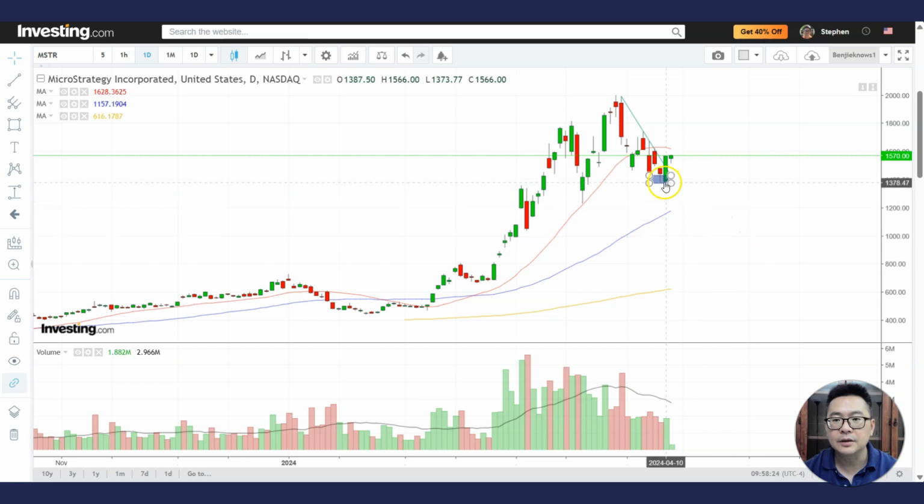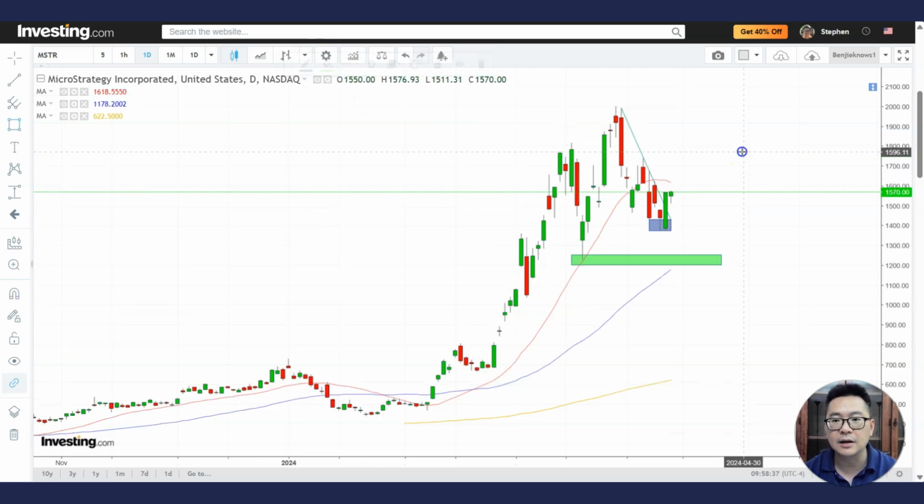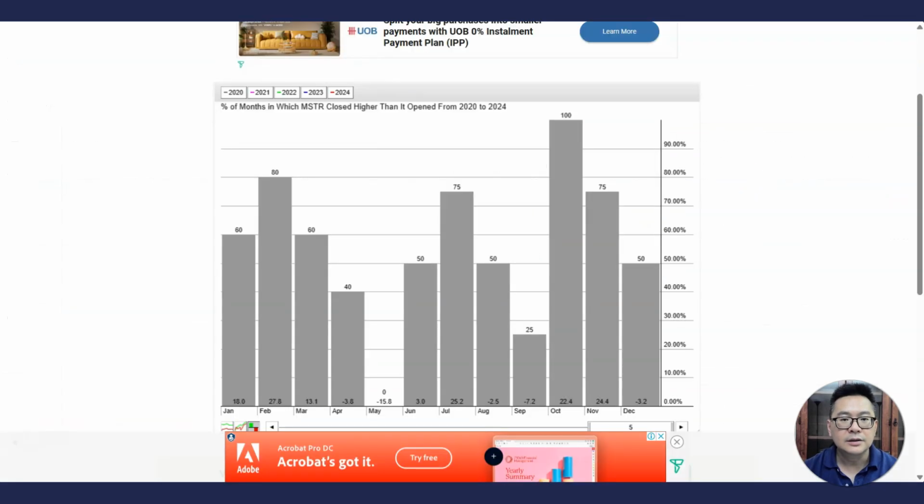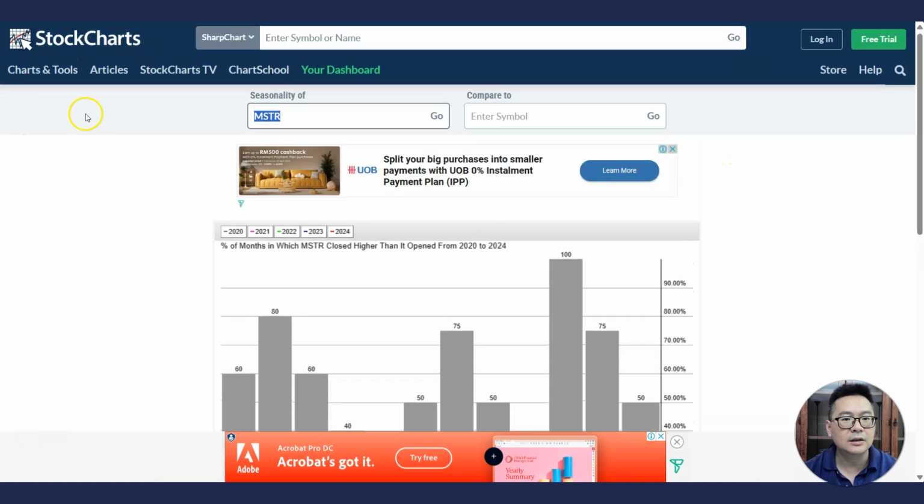Now, if this support does not hold, you might look to this next support area here, which is this low, and that is also possibly where it might meet the rising 50 MA. Okay, now having said all this, let me just go to the seasonality charts of MSTR.